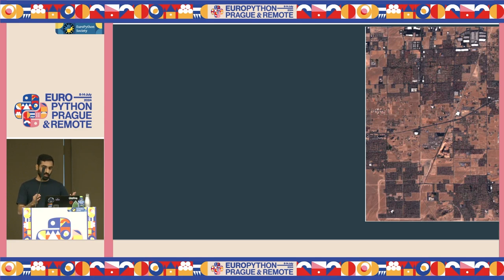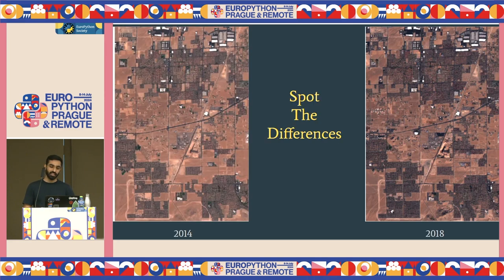Now, this is a place in the USA which is famous for clubs and casinos. Does anyone want to guess what place this is? Yeah, this is Vegas, and this image is from 2018, and on the left, we have an image from 2014. Now, how many of you can identify more than approximately 100 differences in these images? And how about more than 1,000 at this particular resolution?